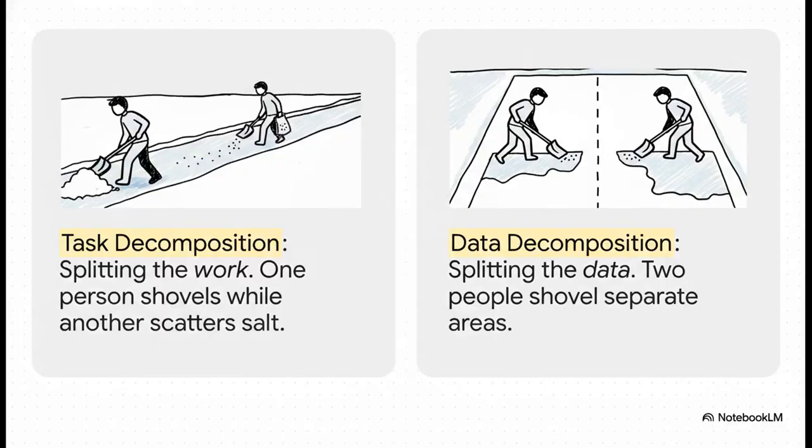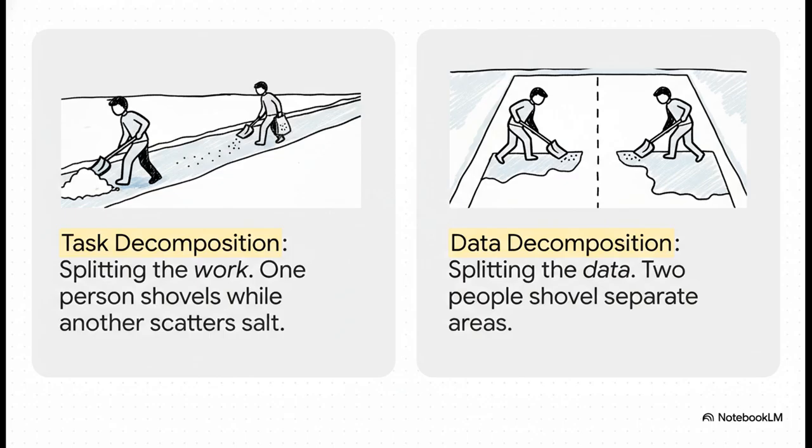Right, so once you spot these opportunities, there are really two main paths you can take. The first is called task decomposition. This is all about splitting up the work itself. The analogy here is perfect. Imagine clearing a snowy driveway. One person shovels the snow and another person follows behind scattering salt. They're doing two different tasks to achieve the same goal.